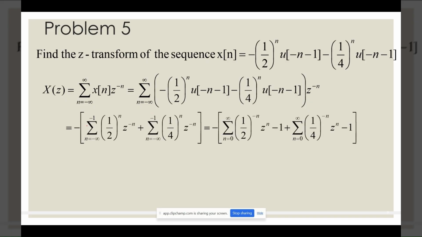And applying the limits, u of minus n minus 1, as I have discussed in the previous video, the limits change based upon the appearance of the unit step sequence. Here, this unit step sequence will lie in the negative region. I have already said minus n minus 1 can be equated to 0, so we'll get n is equal to minus 1.